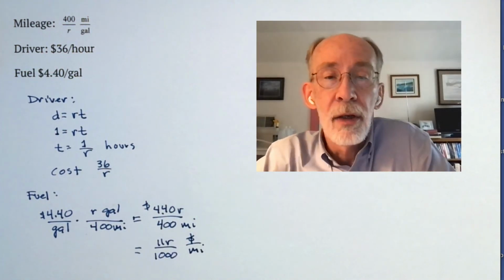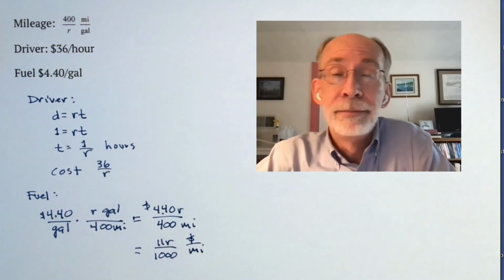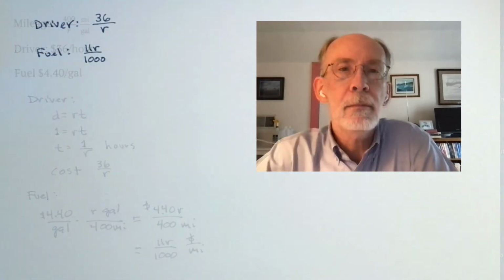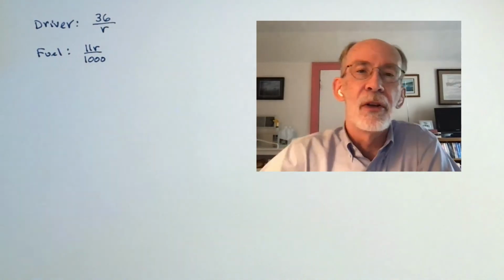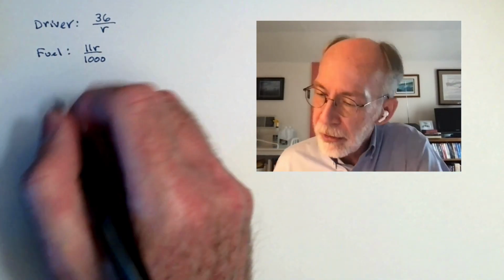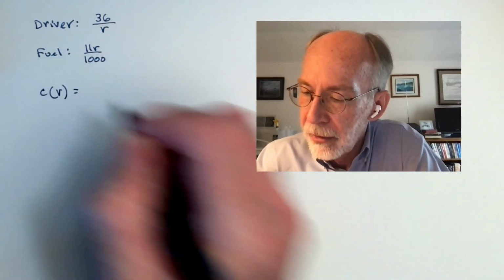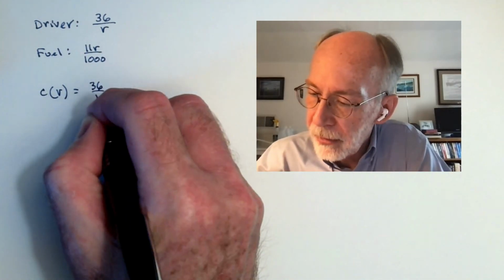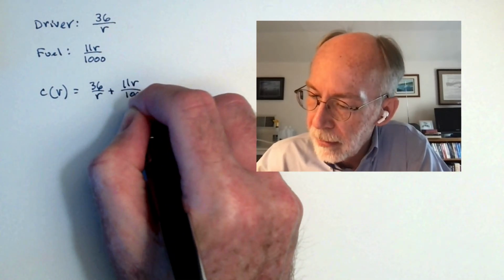So the cost to drive this truck 1 mile should be the sum of the driver cost and the fuel cost. And so on the next page, we'll proceed on that basis. So I've carried over onto this page the key information, the cost of the driver being 36 over R and the cost of the fuel being 11R over 1,000. And so the total cost to run this truck as a function of the rate at which it's being driven is just the sum of these two. So it is 36 over R plus 11R over 1,000.